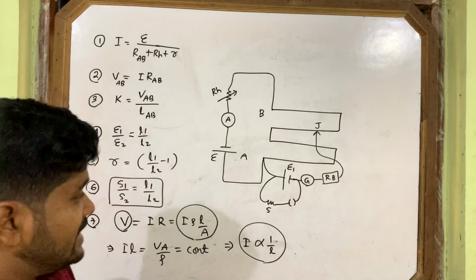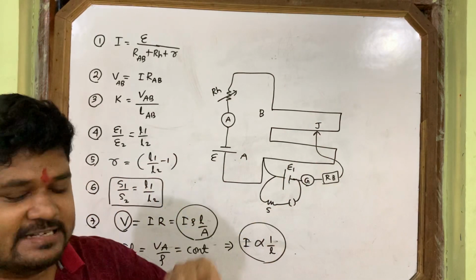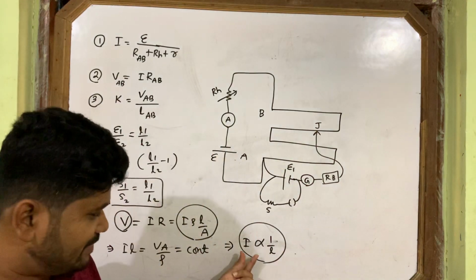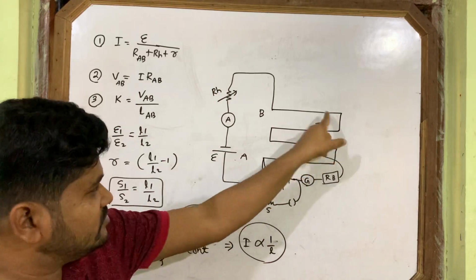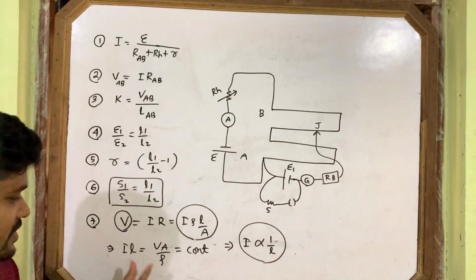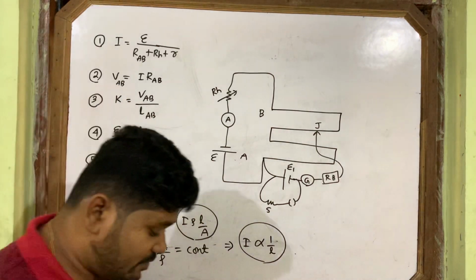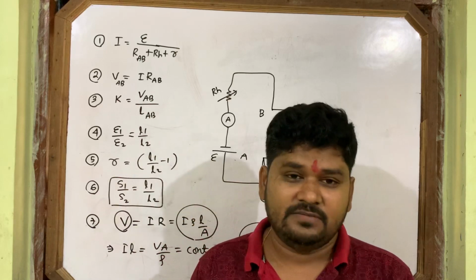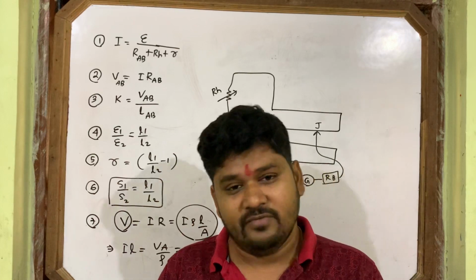What do you mean by this? If current decreases in the circuit, then balancing length increases. If in the circuit current decreases, remember balancing length increases. If current decreases, this jockey will move towards B, balancing length increases. Remember this one: I is always inversely proportional to L. From this you can prove it. So these are the 7 formulas I gave you to solve the numericals of potentiometer. You can solve the numericals of potentiometer if you remember all these 7 formulas.